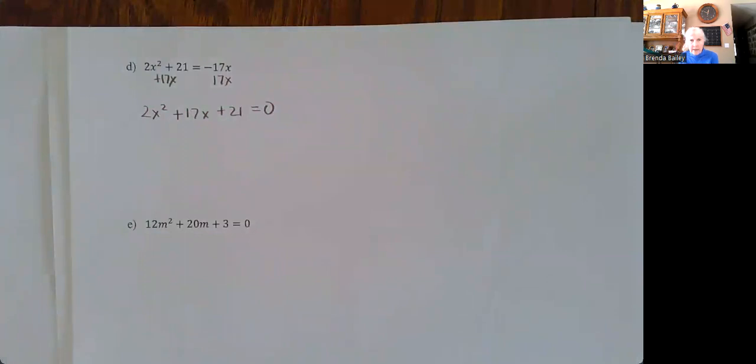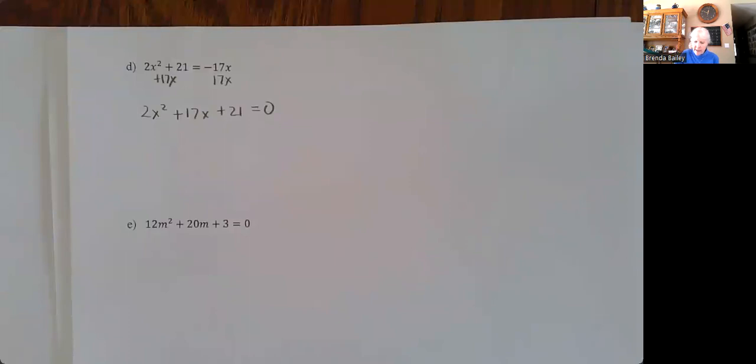Now, look for the greatest common factor. There isn't one because there's not a number that goes into 2, 17, and 21. And they don't have a common variable. So now you need to factor. Well, you have a choice. You could use guess and check, or you could use the X box method.